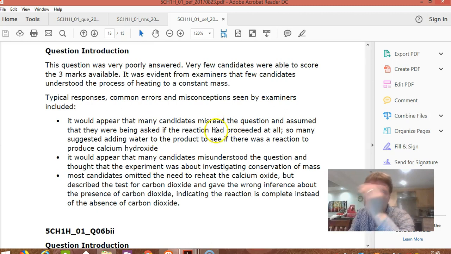Some candidates thought they'd been asked if the reaction proceeded at all, so many suggested adding water to see if there was a reaction to produce calcium hydroxide. Many candidates misunderstood the question and thought the experiment was about investigating conservation of mass. Most candidates omitted the need to reheat the calcium oxide but described the test for carbon dioxide and gave the wrong inference about the presence of carbon dioxide, indicating the reaction is complete instead of the absence of carbon dioxide.